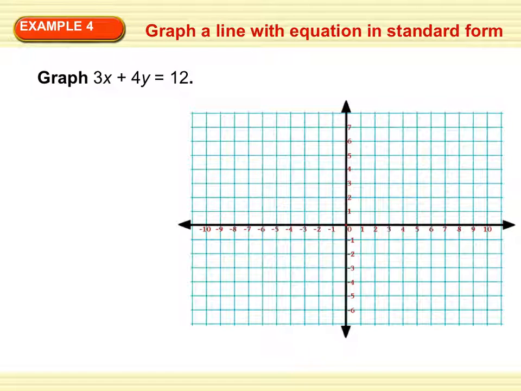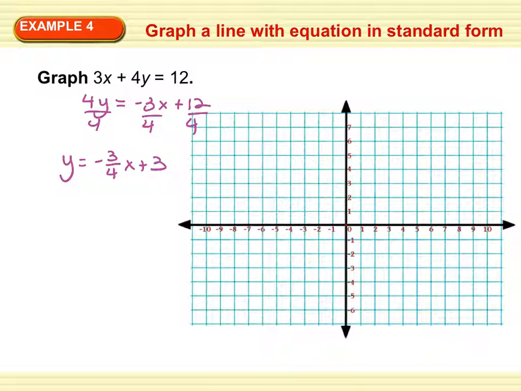Now you actually have two options here. One is leave it in standard form. The other is solve it for y like we were doing before. So if I do that, I get 4y equals negative 3x plus 12. Divide everything by 4. So what's my y-intercept? 3. My slope? Negative 3/4. 1, 2, 3. 1, 2, 3, 4. So I went down 3, right 4, but you could have also gone up 3, left 4, got the same line.